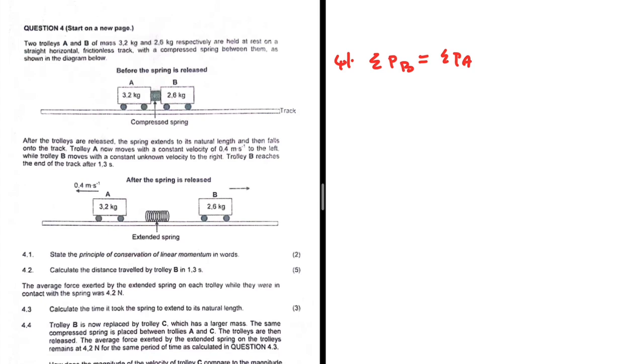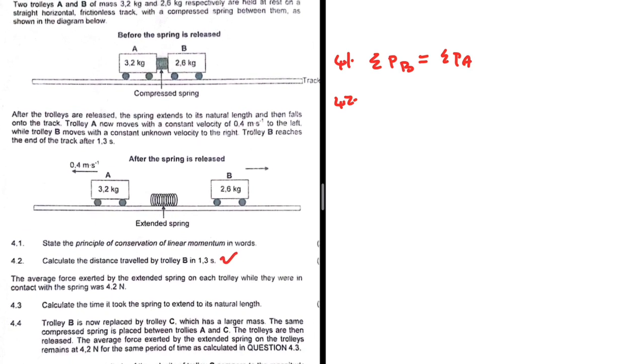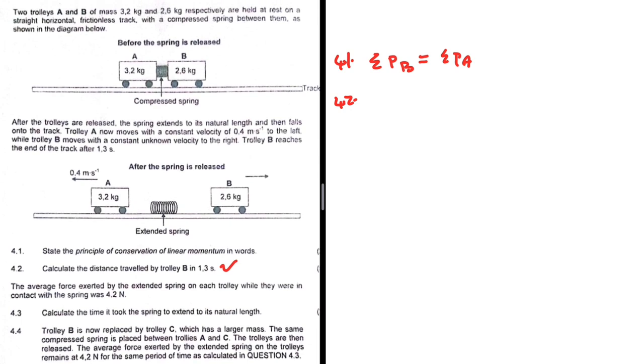But anyway, let's go ahead and do 4.2. So 4.2, calculate the distance traveled by trolley B in 1.3 seconds. Quite a unique question in that, for the most part, usually we're supposed to calculate VF, VI, the mass, something like that. But in this question, we're asked to calculate the distance traveled by trolley B in 1.3 seconds.